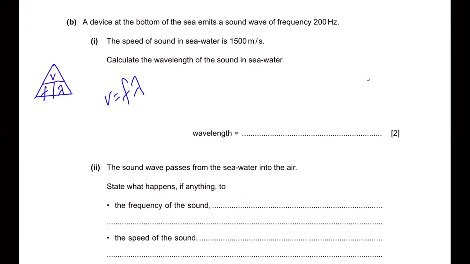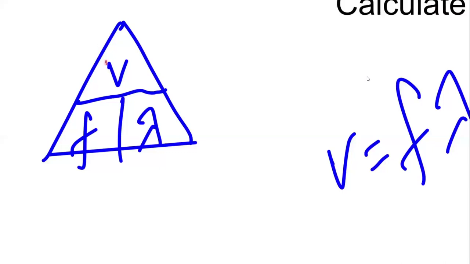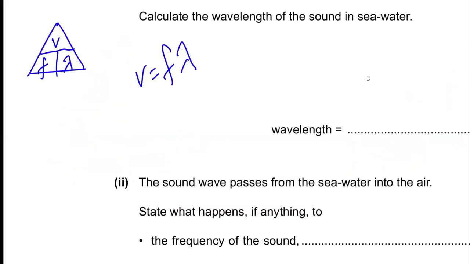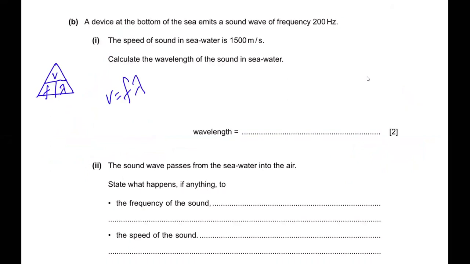Okay. So I made a triangle here, and the one at the top, V, is the speed. V equals F lambda, so the two at the bottom get multiplied together. In order to find lambda, V divided by F. This is division. So the formula for lambda is, you need to memorize this because you won't get it in the examinations, lambda equals V divided by F.